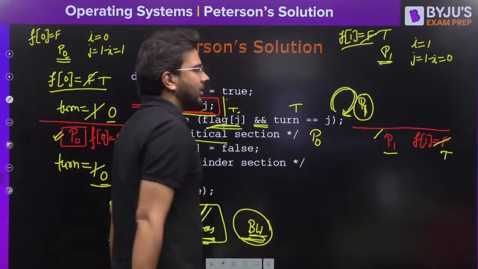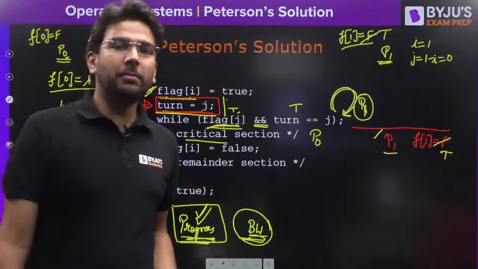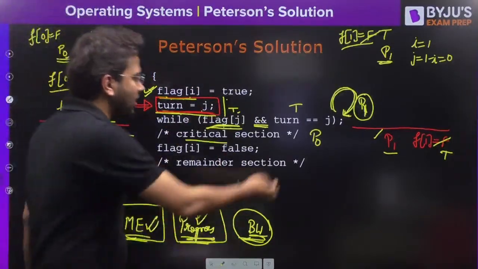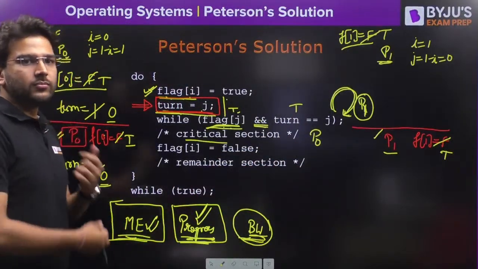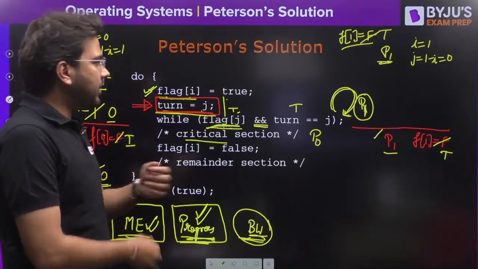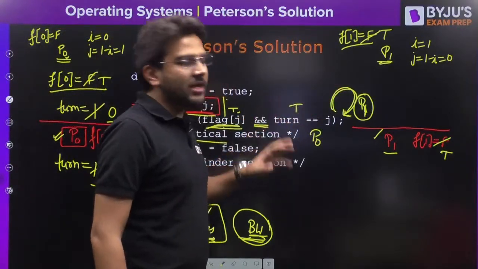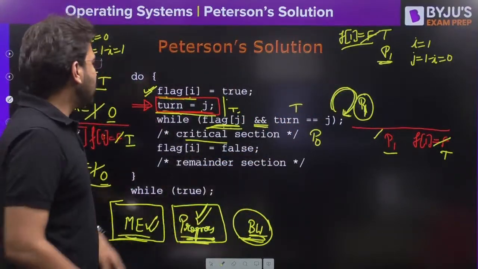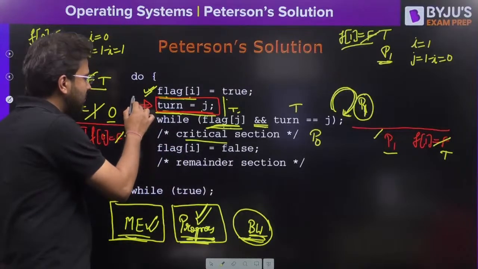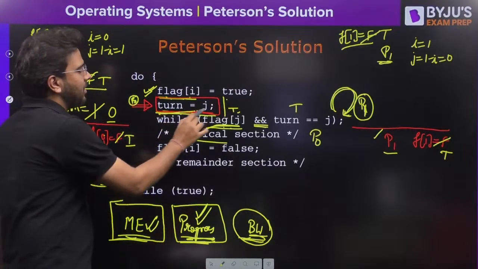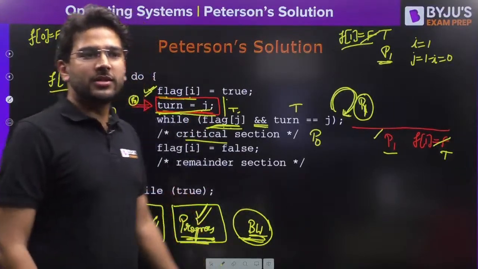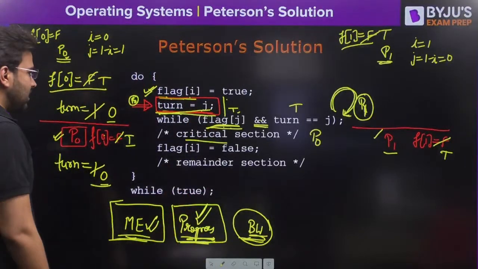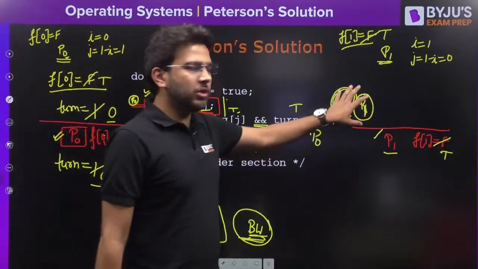Busy waiting will be done. It will be doing busy waiting here. P1 process is not able to access the critical section. Is it clear? So P1 will not be able to access the critical section. Why? Because P0 executed this statement first, turn is equal to j. This is the reason. Now let's say P1 is doing busy waiting here.